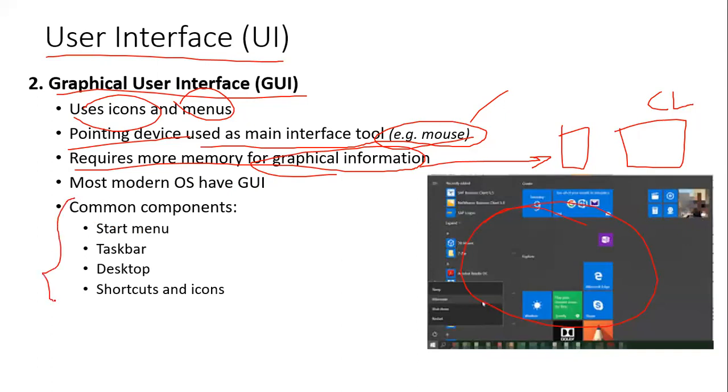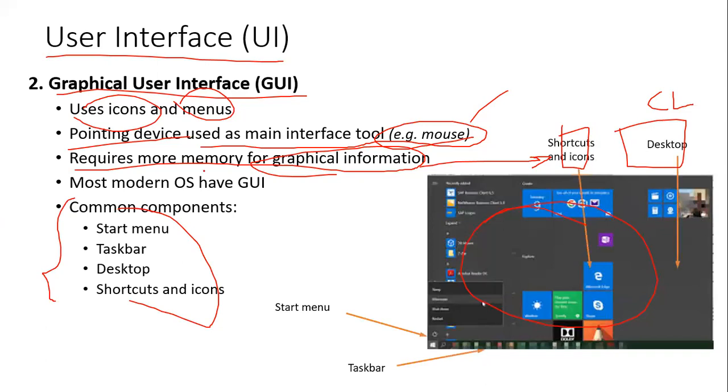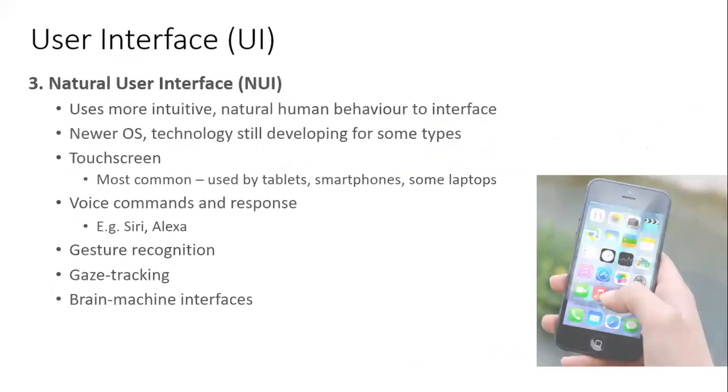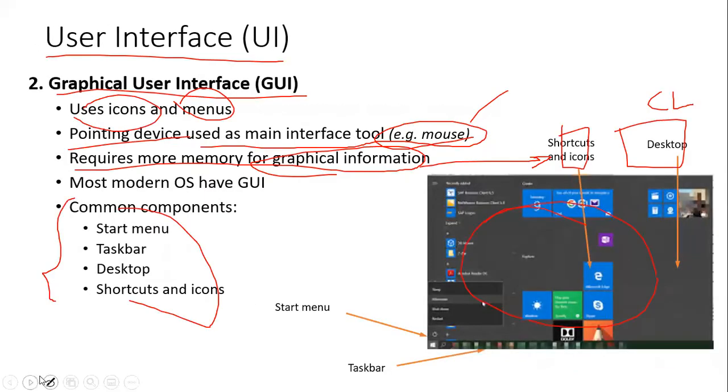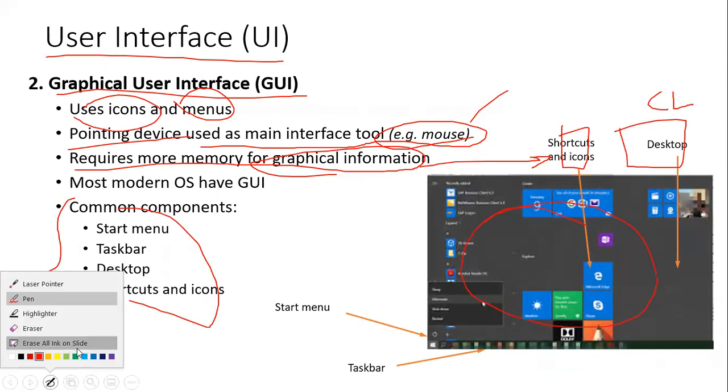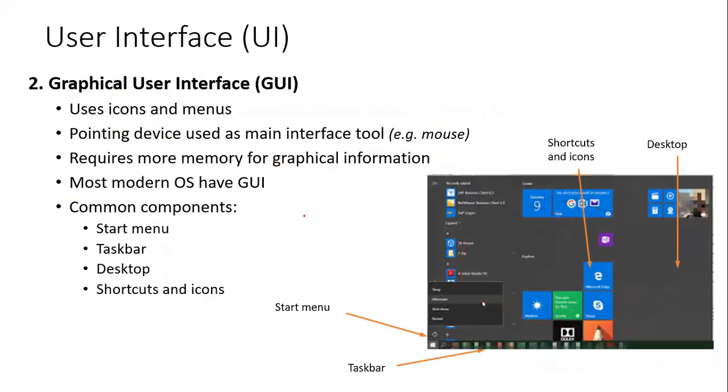Common components are the start menu, taskbar, desktop, shortcuts, and icons. These are very common components, but apart from that, there is a lot of different user interface related information. So this is the start menu, this is the taskbar, and oh, sorry, these are the shortcut keys. You know how to create a shortcut, right? And the desktop and other stuff.